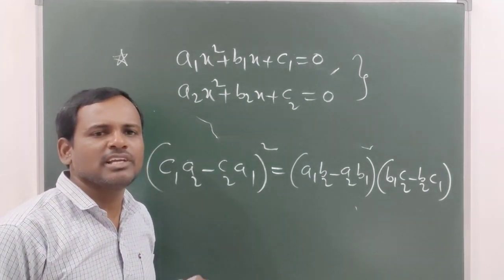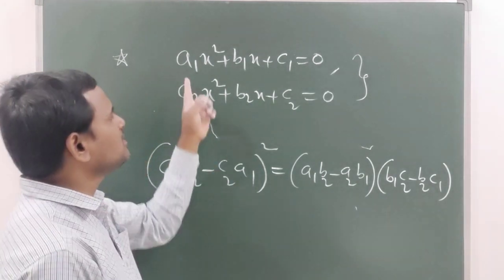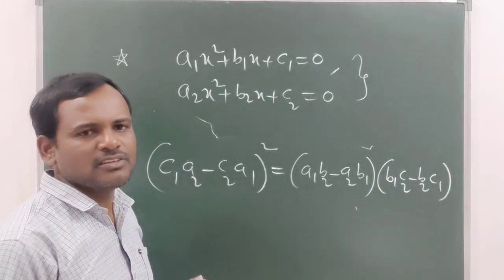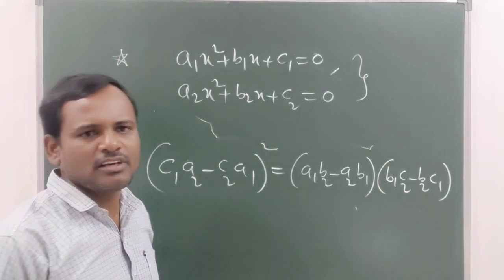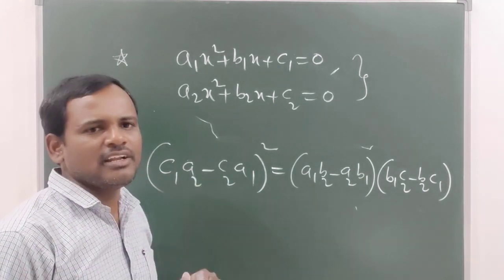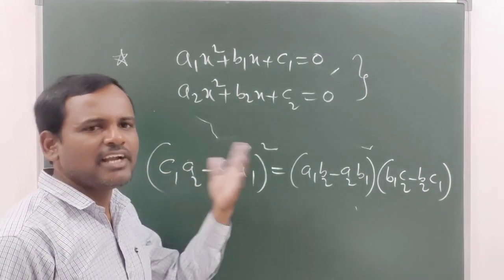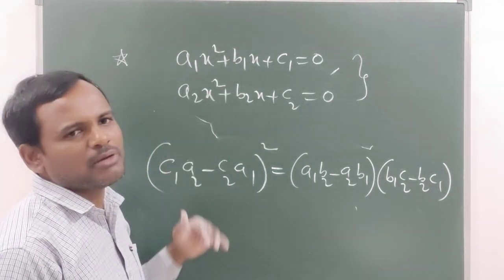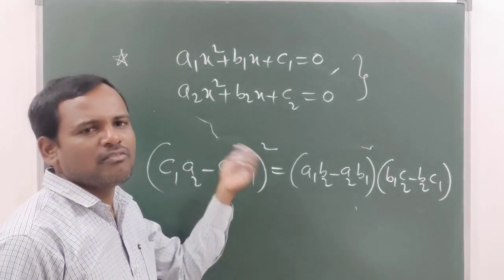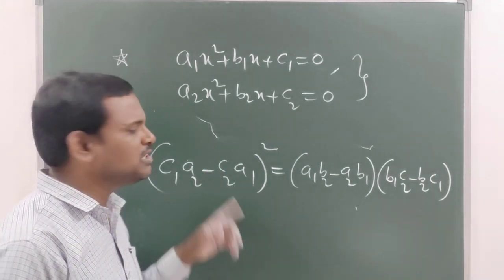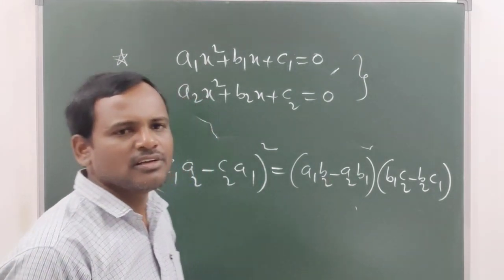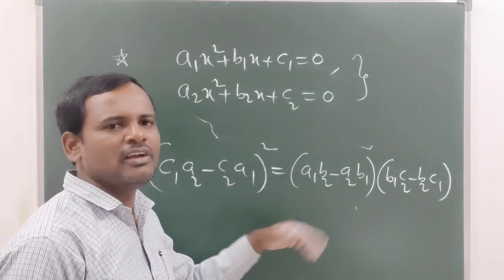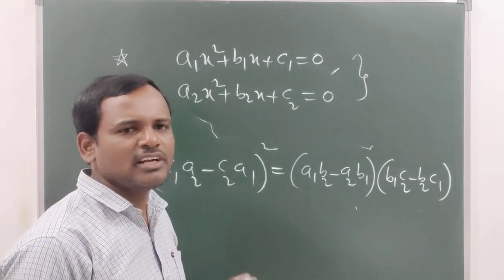So when we go to the applications, we get problems like this. Among a1, b1, c1, a2, b2, c2, in 5 places they will write constants, and in the 6th place they will write an unknown value, and they will ask us to find that unknown value. They will mention in the problem that both have one root in common, then find that unknown value. You can directly use this relation: collect the a1, b1, c1, a2, b2, c2 values, substitute here and simplify. You will get that unknown value.